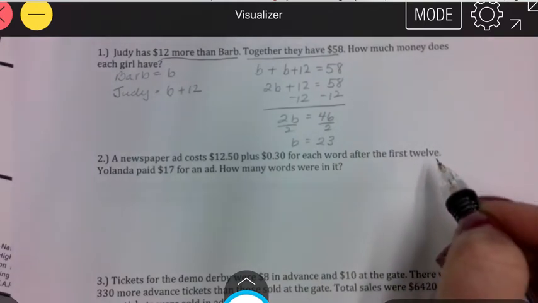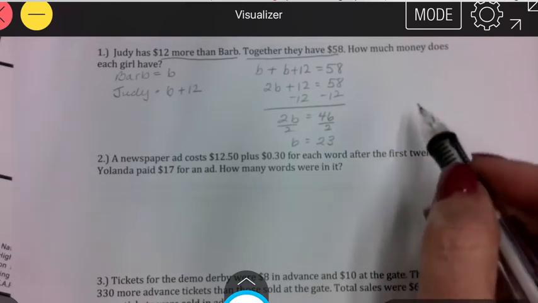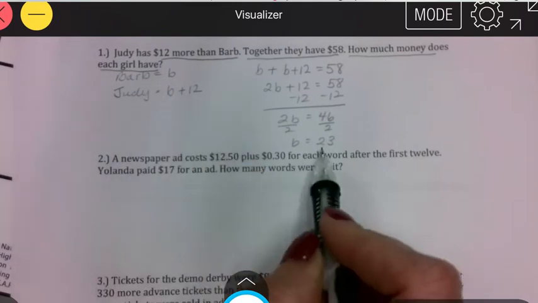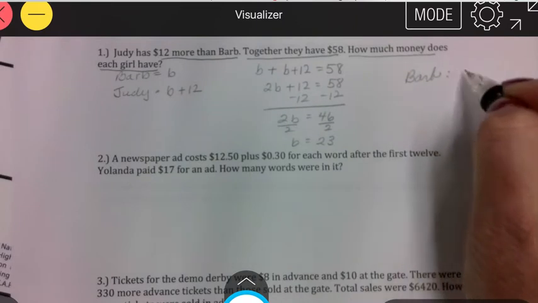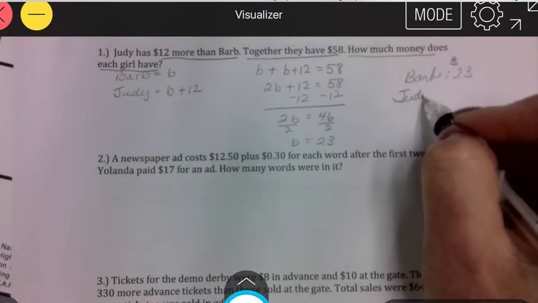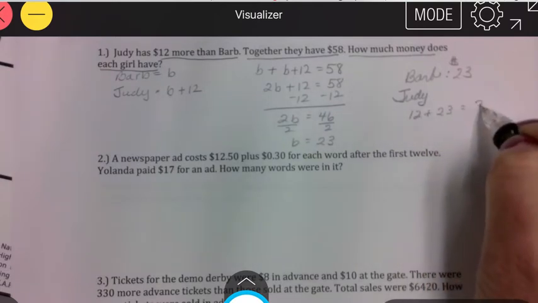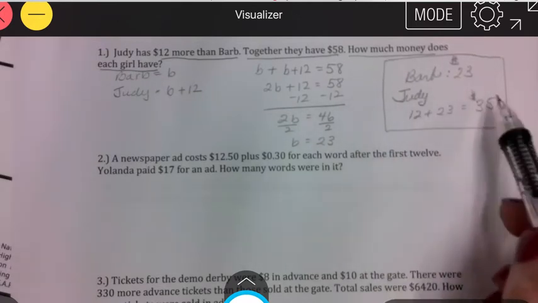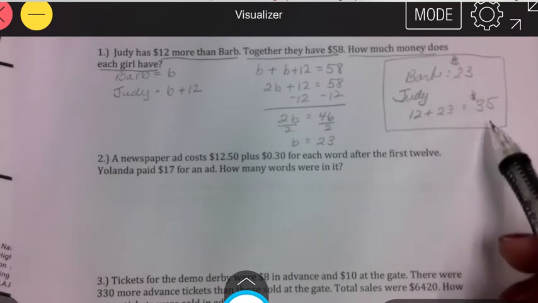Now we're not done with this. Please make sure that you go back and actually answer the questions that they ask. It says, how much money does each girl have? Well, if B stands for Barb, that means that Barb has $23. And then Judy is going to be $12 more than Barb, which would be $35. And you can do some checking with that. Together they have $58. Judy has $12 more than Barb, so my answer checks out.